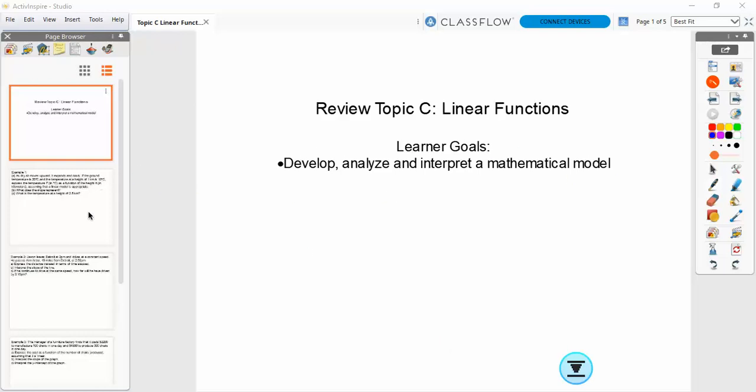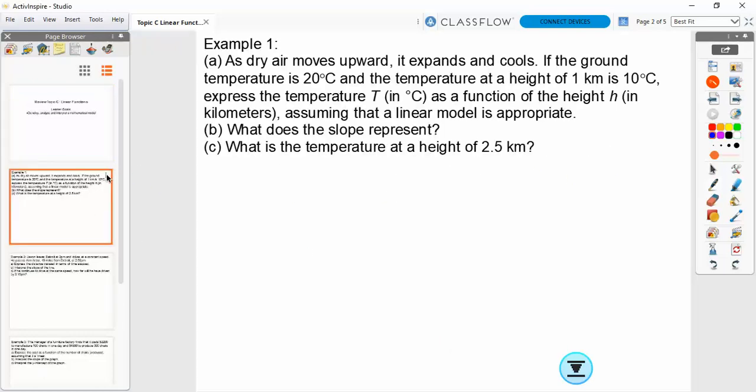Now we're going to focus on linear functions. So we're going to take problems and write equations from them. As dry air moves upward, it expands and cools. If the ground temperature is 20 degrees Celsius and the temperature at a height of 1 kilometer is 10 degrees Celsius, express the temperature T in degrees Celsius as a function of the height h in kilometers, assuming that a linear model is appropriate. So what I'm asking you to do is write the equation of a line.